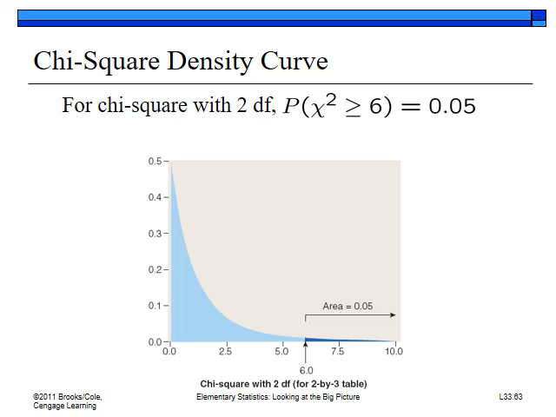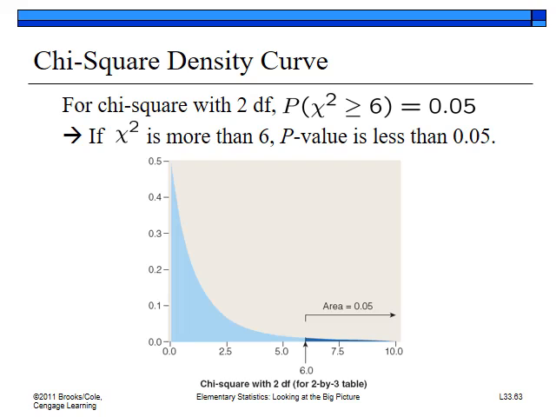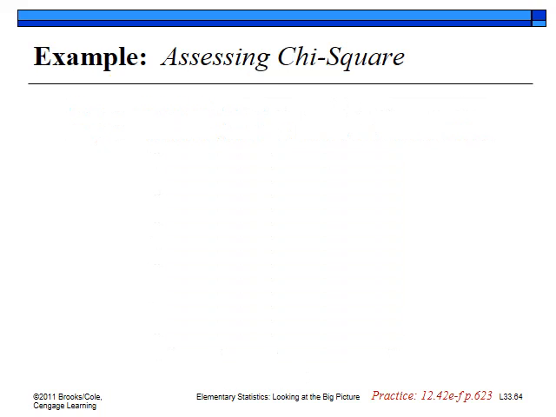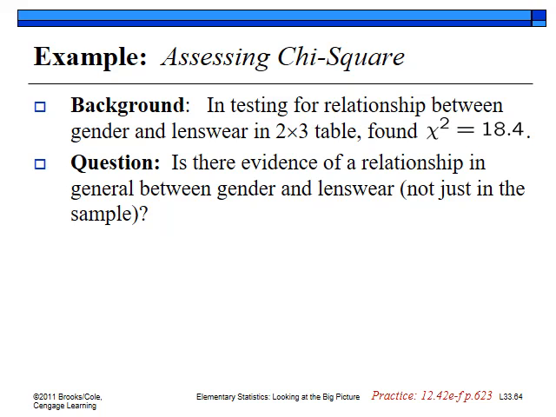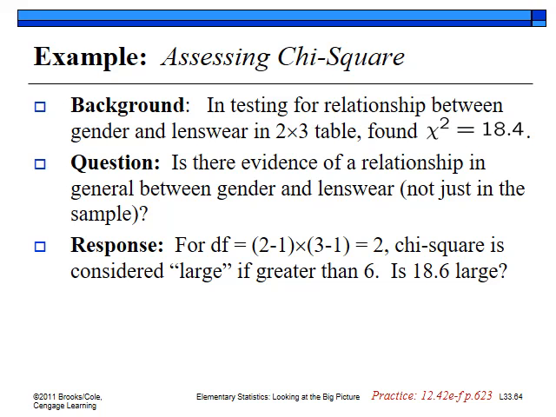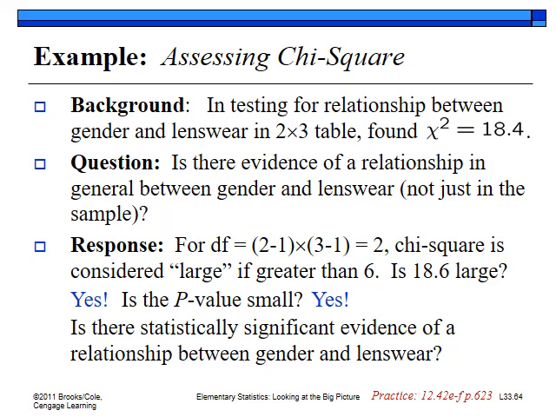So let's take a look at the chi-square curve with 2 degrees of freedom. The cutoff for 2 degrees of freedom is 6. So if chi-square is above 6, the p-value is less than 0.05. So our chi-square was 18.4. Do we have evidence of a relationship? Well, yeah, because 18.4 is way bigger than 6. So do we get a small p-value? We get a really small p-value. Do we have statistically significant evidence of a relationship? You bet we do.